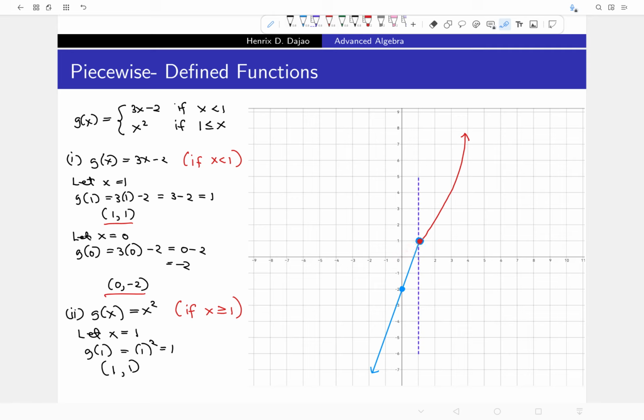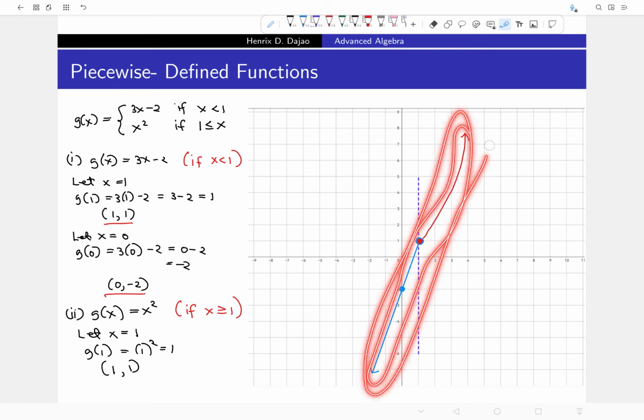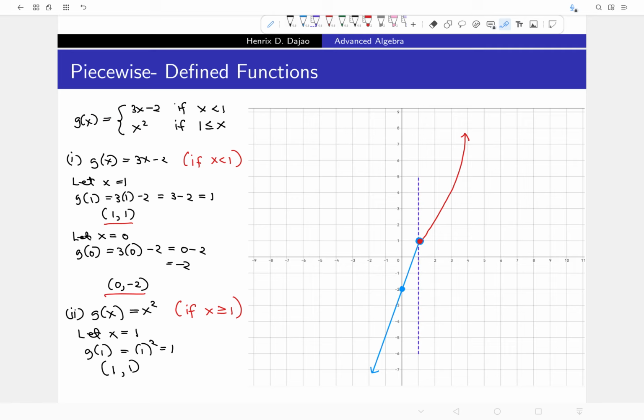So now we already have a graph of g. Collectively, this is the graph of our g defined by these two expressions. And so we are done. So now this is the graph. The key here is that you should be familiar with the method on how to graph simple functions manually.